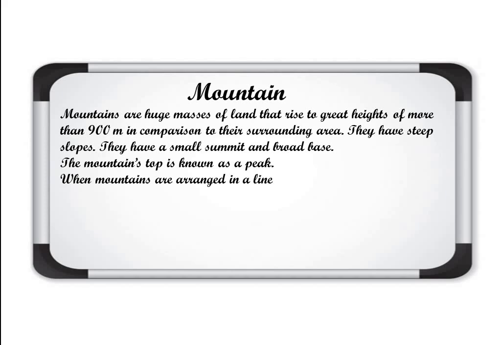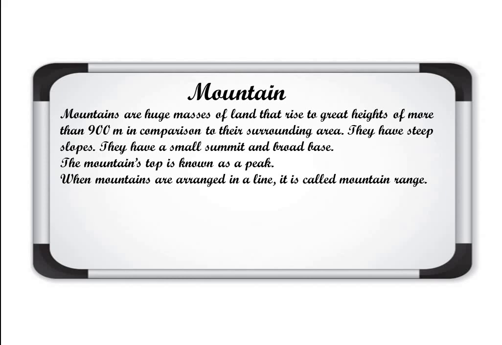When mountains are arranged in a line, it is called a mountain range. So these are some of the definitions also. It can be asked, what is a mountain range? So you must know what this mountain range is. When the mountains are arranged in a line, that is known as a mountain range. And what is a peak? The mountain top is known as a peak.